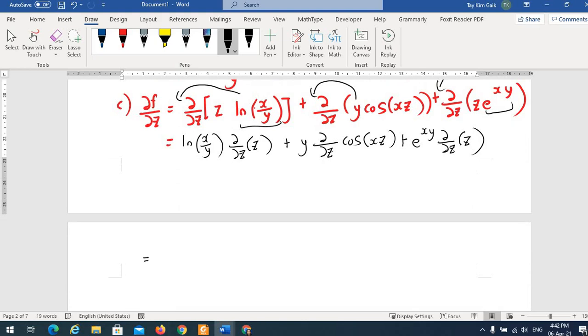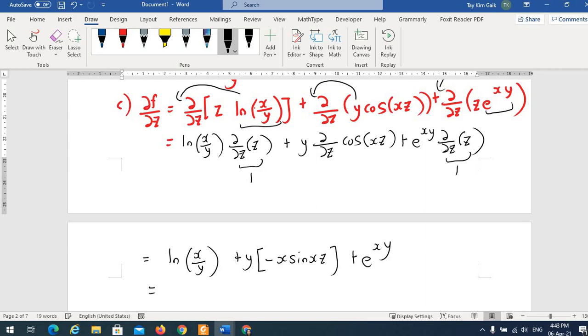This one you have ∂/∂z of z, you get 1. That's why you have ln(x/y) plus y times ∂/∂z of cos(xz), which gives negative x sin(xz), so plus e^(xy). That's why the answer is, nicely, ln(x/y) minus xy sin(xz) plus e^(xy).